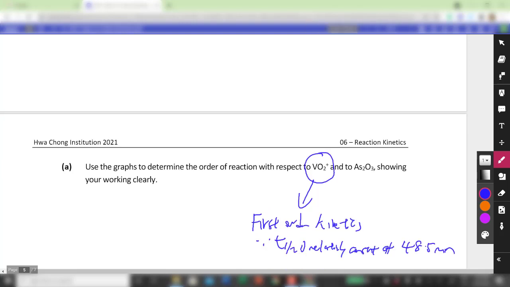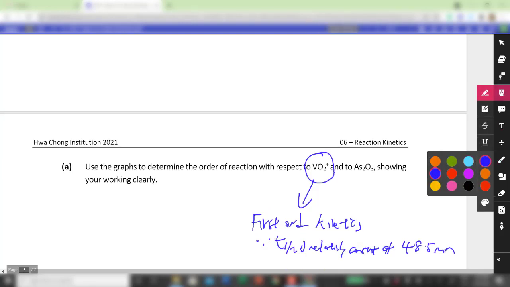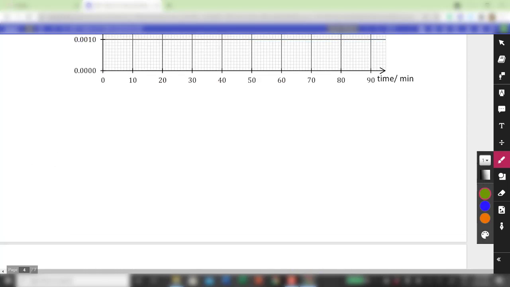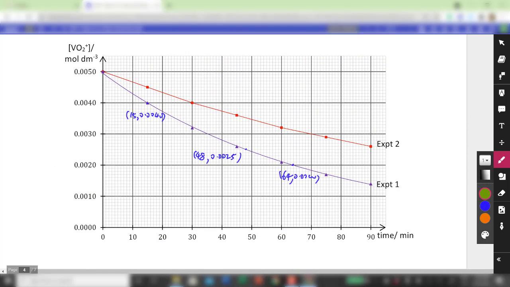And then the next part, you are asked to show the order of reaction with respect to As2O3. So what shall we do with As2O3? In this case, the simplest way is actually to draw a tangent at time equal to 0. So we are trying to find out the initial rates for the decrease in concentration of VO2+.